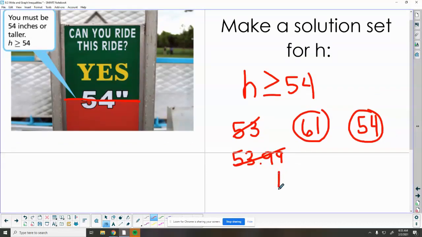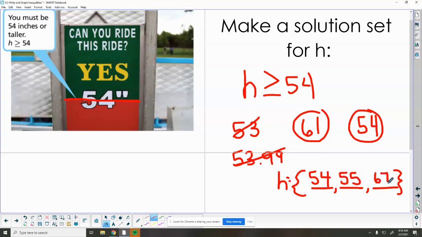So let's see if we can make a solution set for H here. So let's see if we can come up with a solution set and list 3 things that H could equal. So I know H can equal 54 because it has that equal sign. I know that they could be 55 inches. They could be 67 inches. So anything 54 or bigger, because it can be equal, can be listed in this solution.